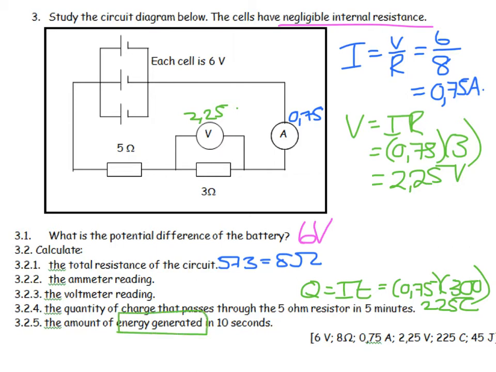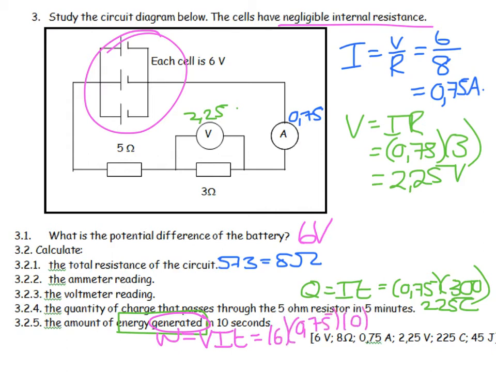And the amount of energy generated, remember what energy generated is? It is work done. So work done, and it's generated, which means it's coming out of the battery. So I'm going to use VIT. And that is going to be equal to 6 times 0.75 times 10 seconds. And I land up with 45 joules.